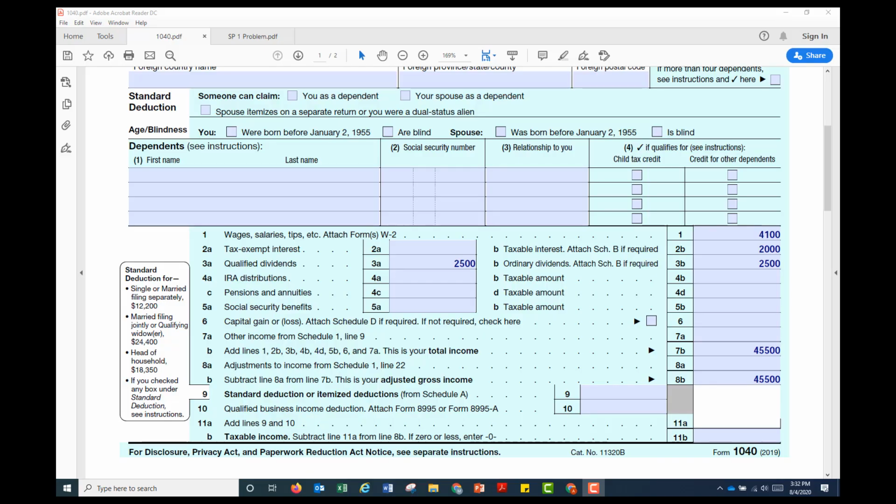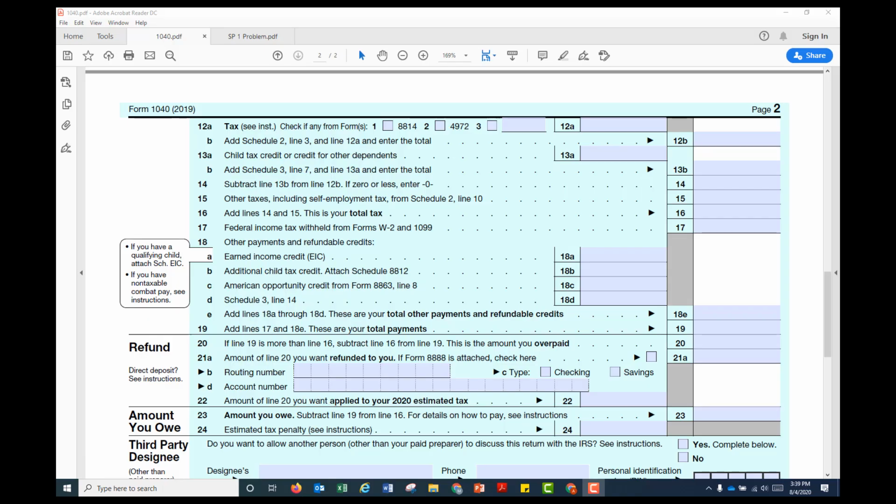Itemized deductions are not given in the problem, so we will use the standard deduction. In this case, for a single individual for the year, it is $12,200. We arrive at the taxable income of $33,300. Is this the figure that we are going to look up in the tax rate in the Appendix A for the tax amount for the next line, line 12A?